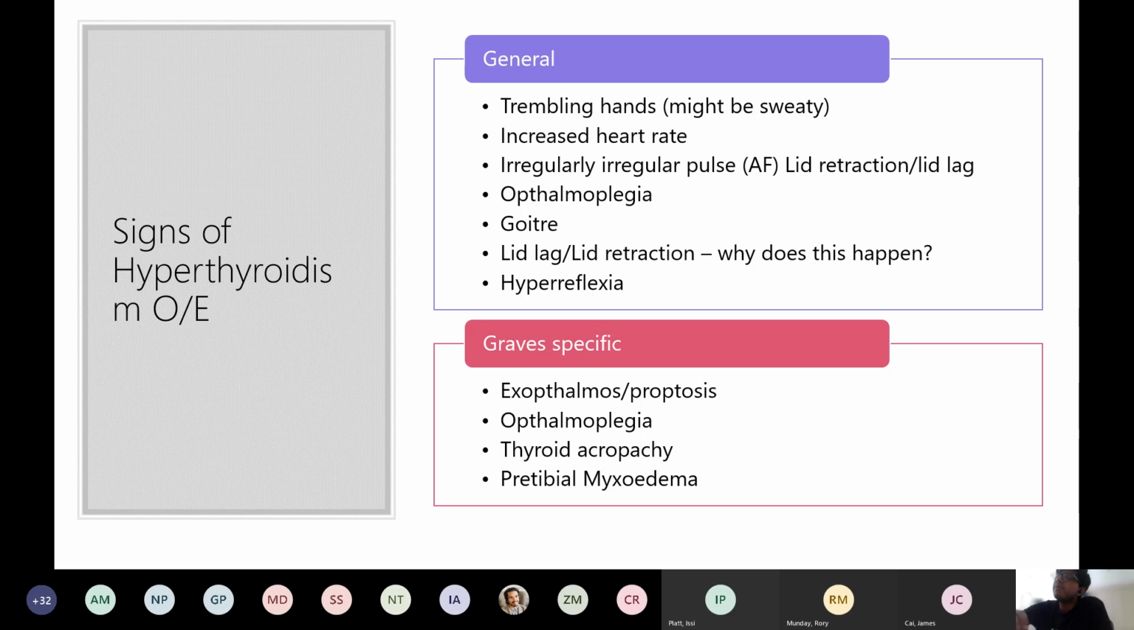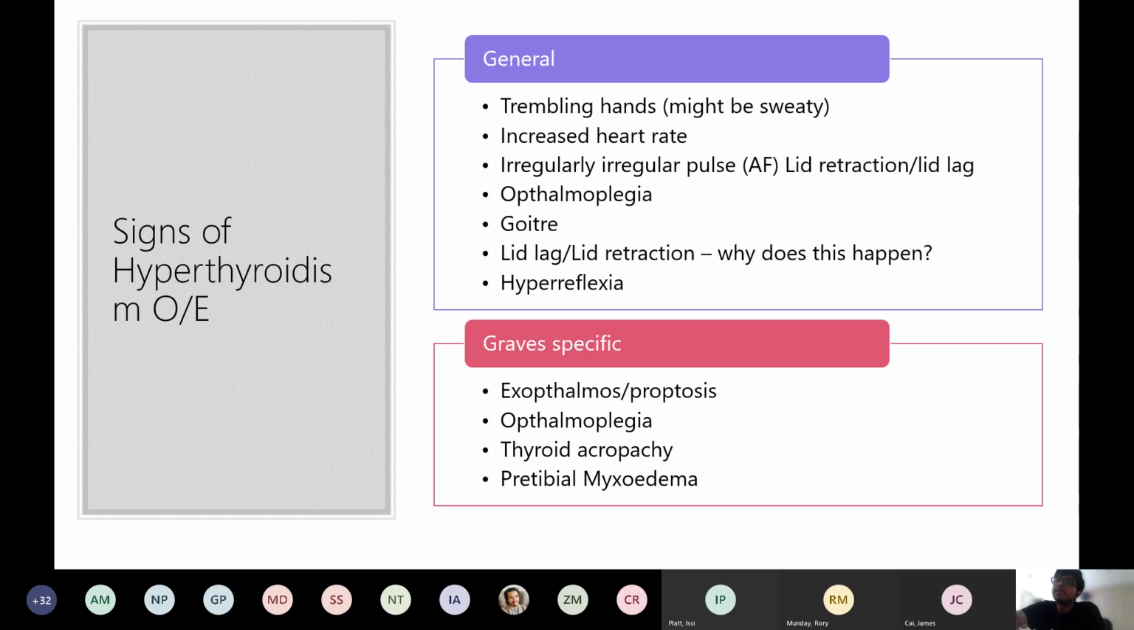You may hear a high flow murmur because hyperthyroidism is a hyperdynamic state. You might notice a fast, irregular pulse. Irregularly irregular, you would be looking for, because it's quite likely to be AF. You might notice a goiter.